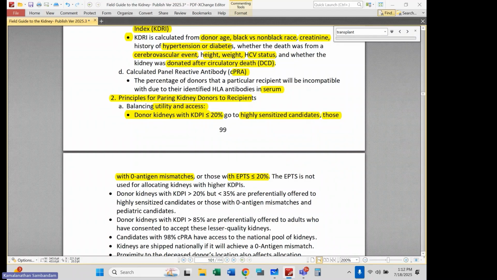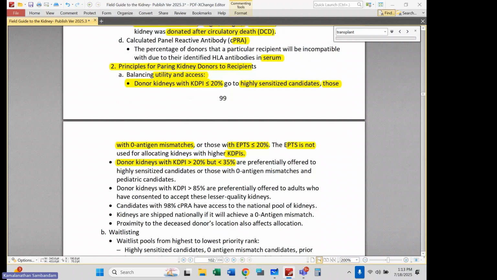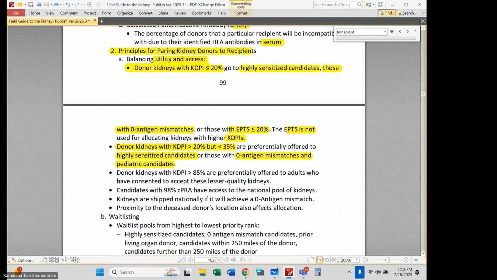But again, that does not capture it perfectly. EPTS scores are not used for allocating higher KDPI kidneys. It's really just focused on taking these lower KDPI kidneys and matching them with younger patients. These KDPIs, remember, that's the donor attributes, greater than 20 but less than 35, are preferentially offered to highly sensitized candidates and zero antigen mismatches and pediatric candidates.